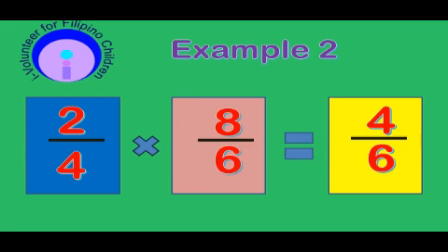No, you can still simplify it. Let's divide 4 by 2. 4 divided by 2 is 2, and 6 divided by 2 is 3. Dahil wala nang makakadivide sa 2 and 3, ito na ang simplest form, 2/3.